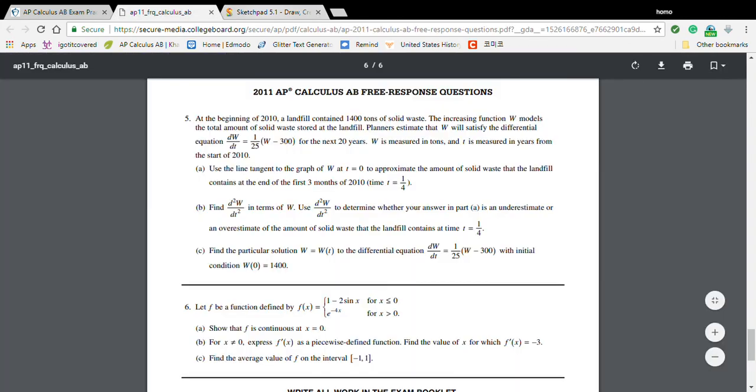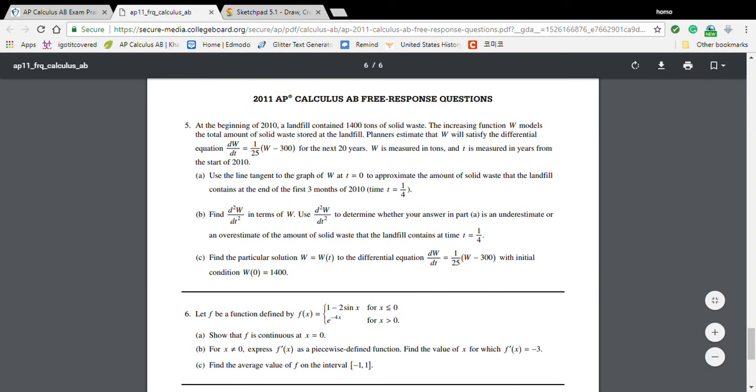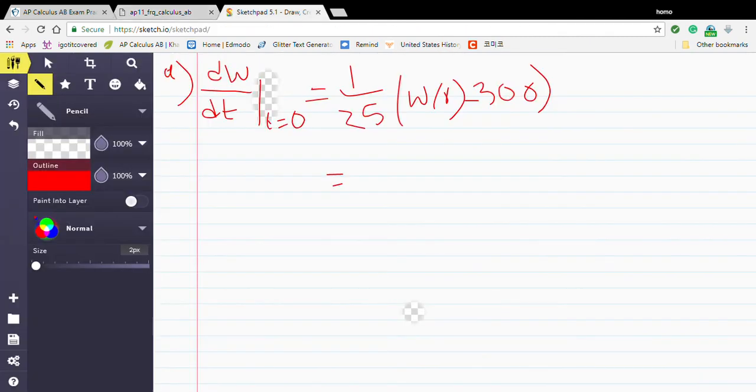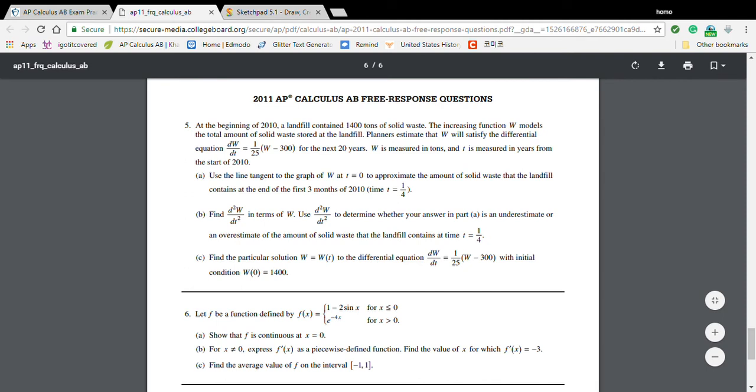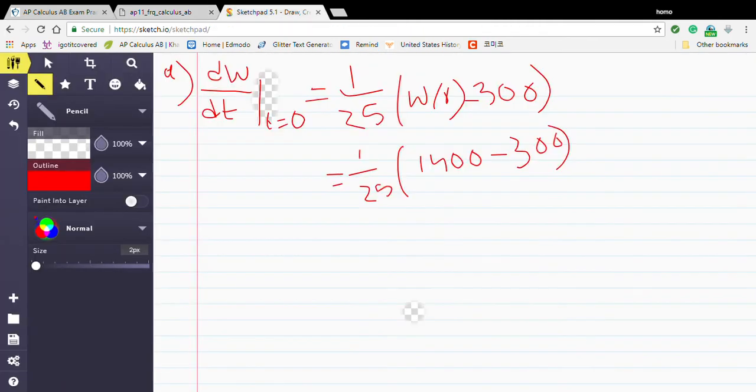So W of 0 is when time is 0, and here it says at the beginning of 2010, which is time 0, the landfill contained 1400 tons of solid waste. So W of 0 is 1400, and then minus 300. What's 300? 300 is just in the equation. When you calculate it, you get 44. So 44 is our slope.